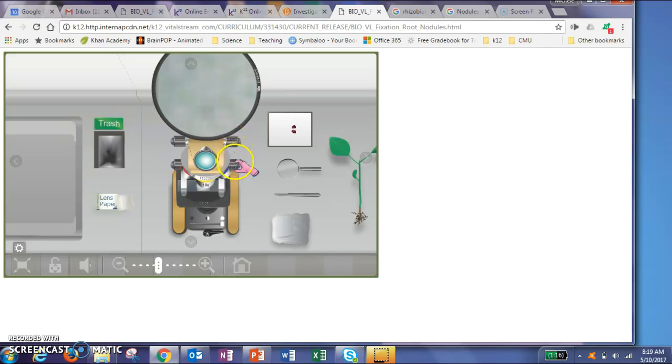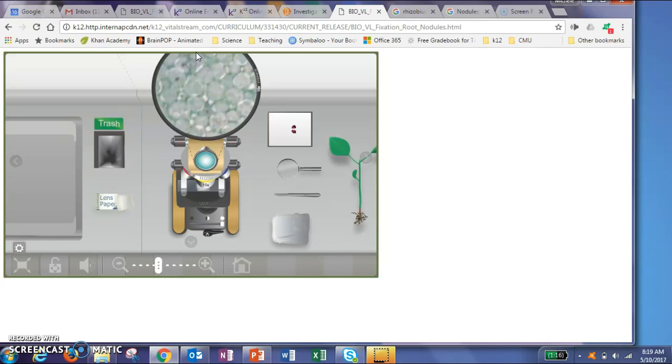Let's focus that again, because I can tell the larger ones from the smaller ones. Let's get that in focus, pretty well there. So I have large ones and small ones. I can go back and forth between the two as I draw my sketches.